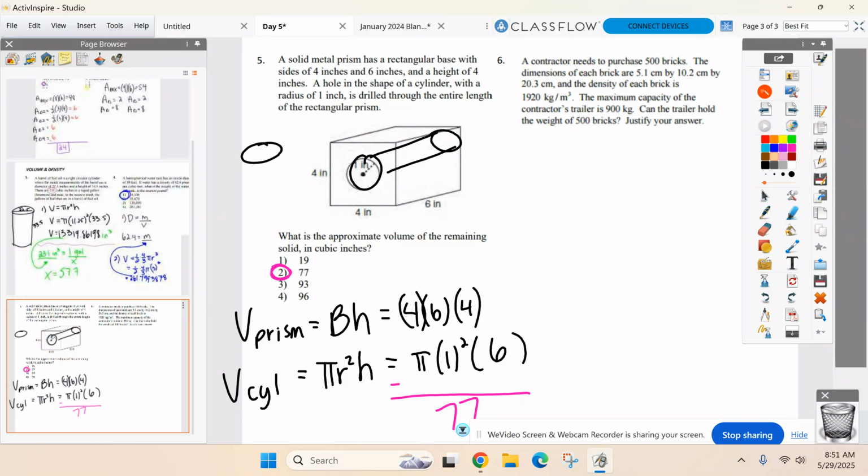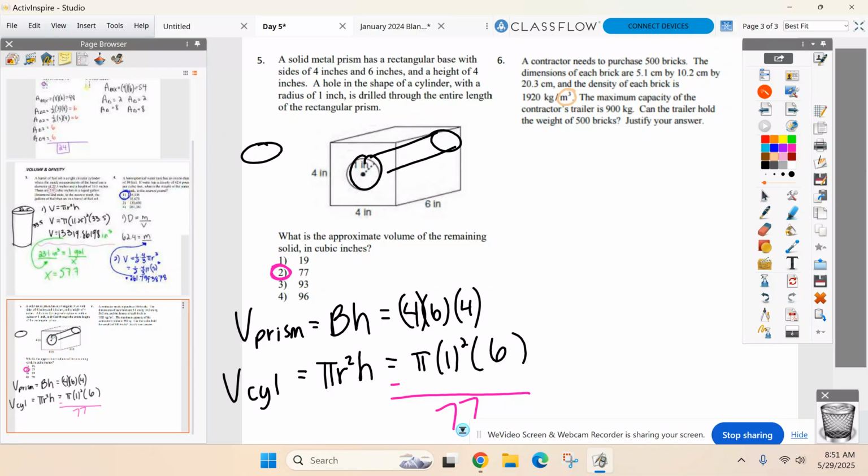Everyone see the density. Everybody see the density. Not the 1920. I'm talking about the units they put on it. Kilograms per meter cubed. What do you notice about the bricks? They're not in meters cubed, but they have to be before you calculate the volume.